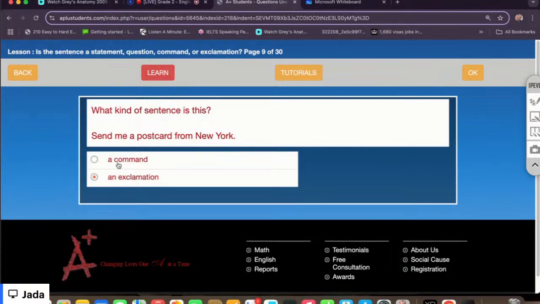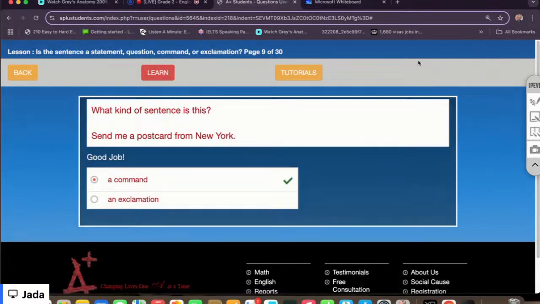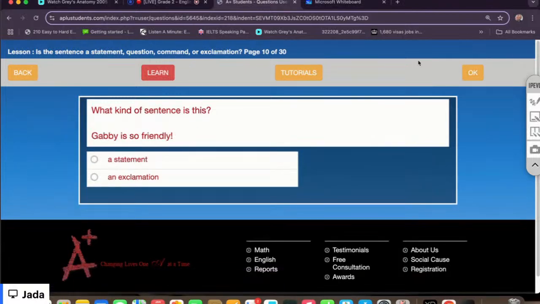Okay, so this is a command. It says to send me a postcard from New York. But this also isn't showing a strong feeling, it is making a request and asking to send a postcard from New York. Gabby is so friendly. Statement or exclamation? What do you think here?